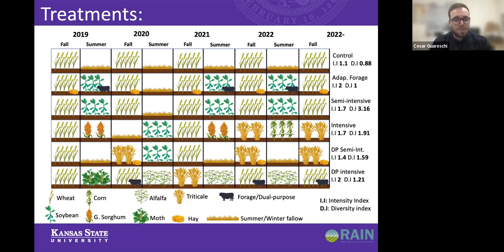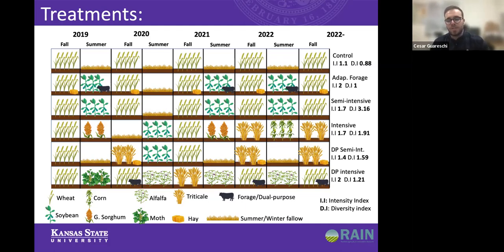And treatment number 17 is a dual purpose intensive with winter wheat, dual purpose wheat, alfalfa, triticale, alfalfa again, dual purpose wheat, alfalfa, and again, dual purpose wheat. So we can see that we have a wide range of intensity indexes as well as diversity indexes.